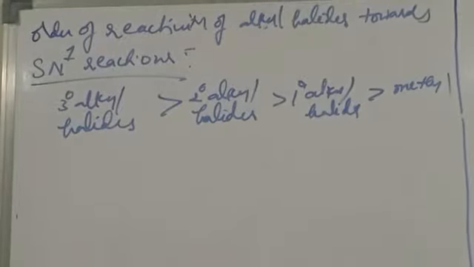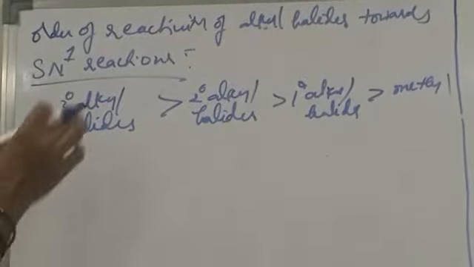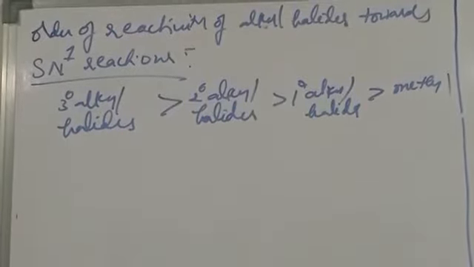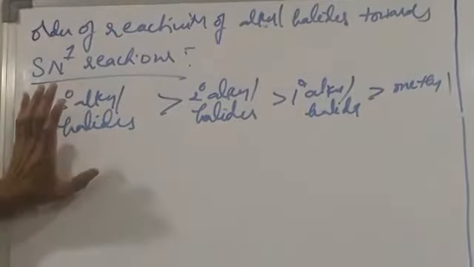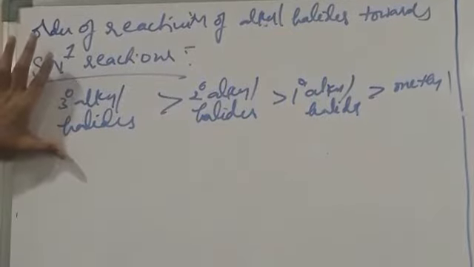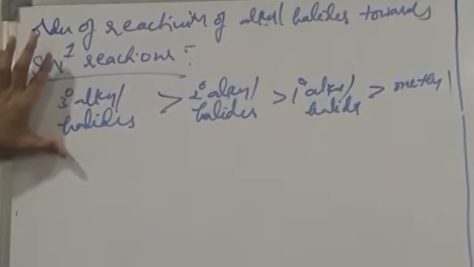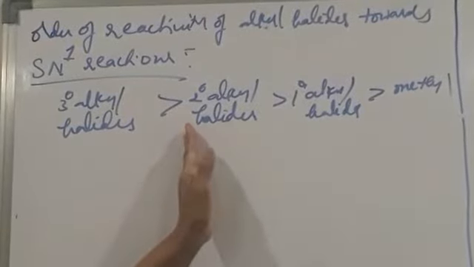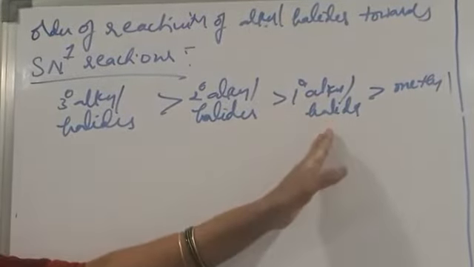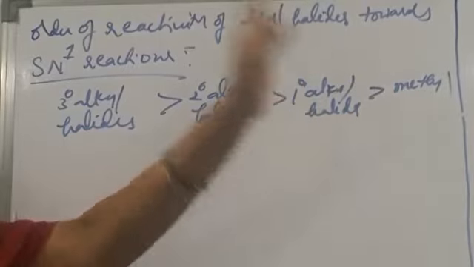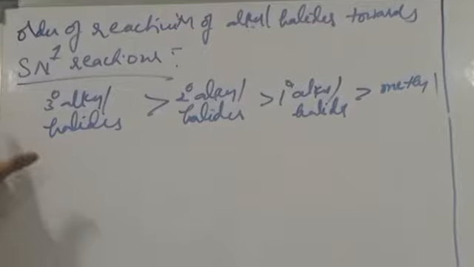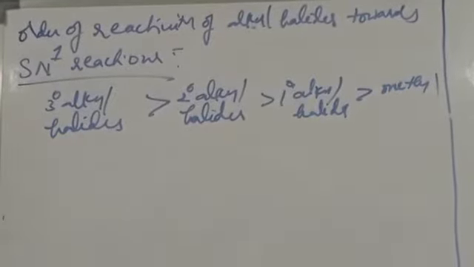Some SN1 reactions, order of reactivity of alkyl halides towards SN1 reactions. So that is like this. Tertiary alkyl halides are more favorable towards SN1 than secondary alkyl halides, than primary alkyl halides or methyl halides. Okay, so this is the order of priority towards the SN1 reactions.